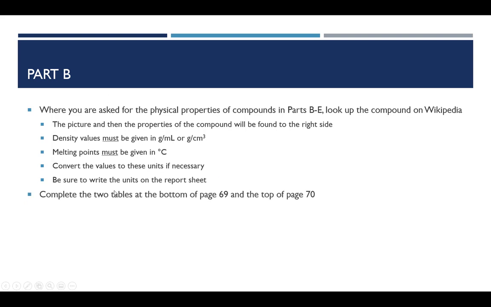So for Part B, you want to complete the 2 tables at the bottom of page 69 and the top of page 70. And double check that every formula that you write followed the 4 rules that we saw on the previous slide. That the total charges add up to 0, that the cation is always written before the anion, that the formulas are written with the elements in the lowest whole number ratio, and that there are no charges written in the final formula.